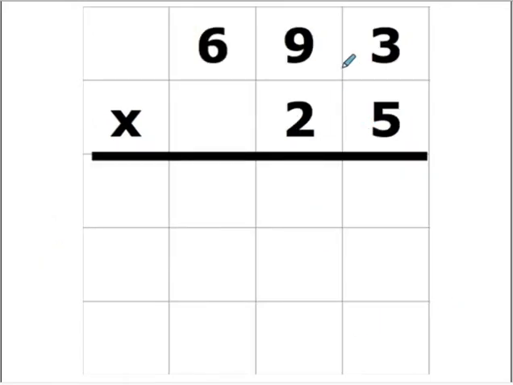All right, let's try 693 times 25. 5 times 3 is 15. Put our 5 down, carry our 1. 5 times 9 is 45, plus 1 is 46. Put down our 6 and carry our 4. 5 times 6 is 30, plus 4 is 34.